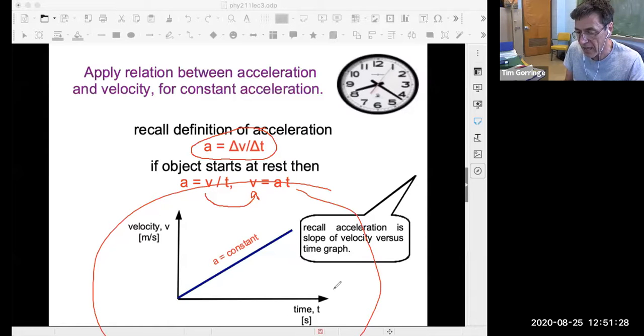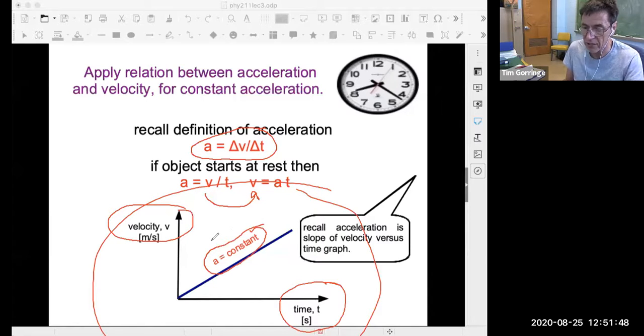So this is now a graph of time on the horizontal axis, velocity on the vertical axis. So it's a velocity versus time graph. The blue line is showing the velocity increasing linearly with time, and it's a consequence, a signature of constant acceleration. So let's remember that and go on to the next slide, if I can.